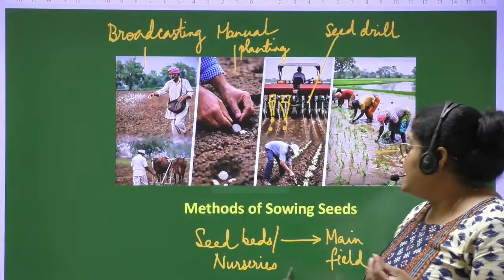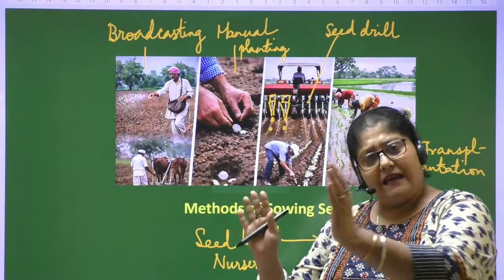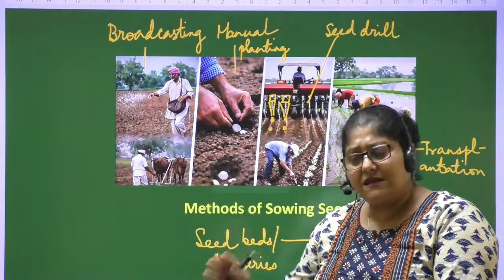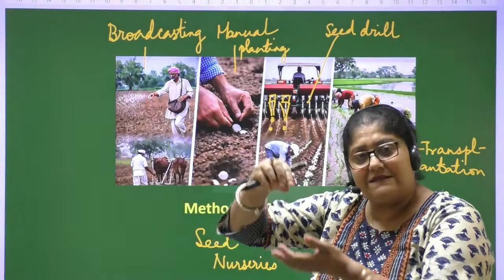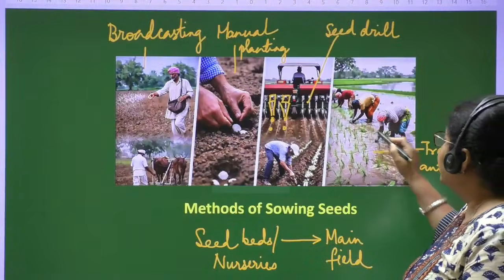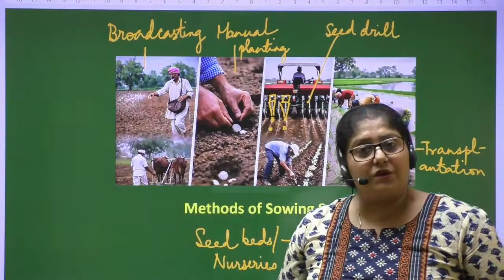Hence what is done is the seeds are first made to grow into small seedlings in a small field which is called a seed bed or a nursery. Then when they have become small plants, those seedlings are taken out and replanted on the main field which is flooded with water.